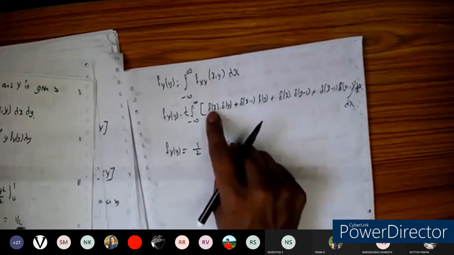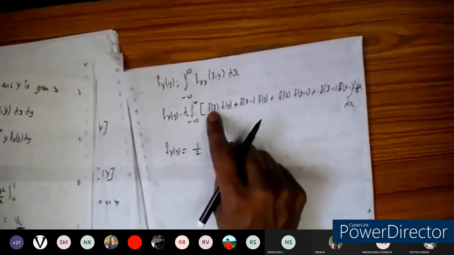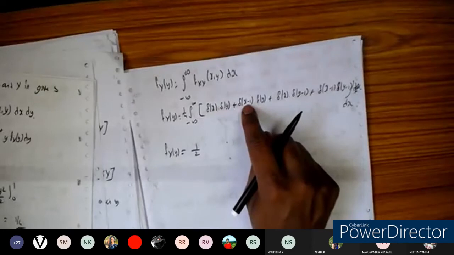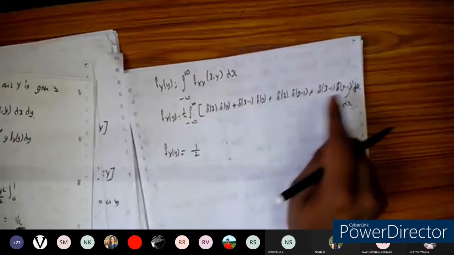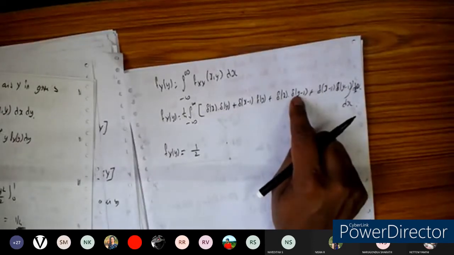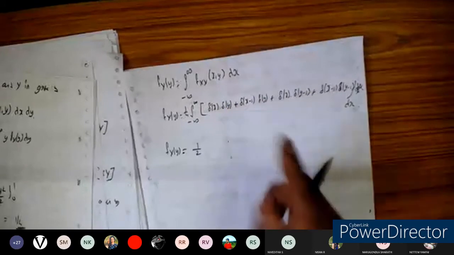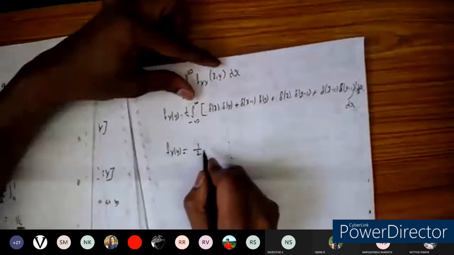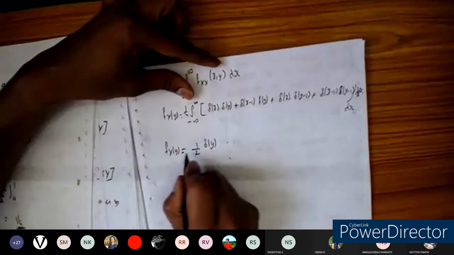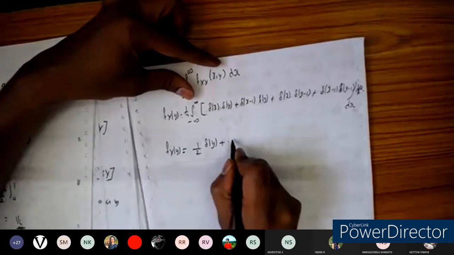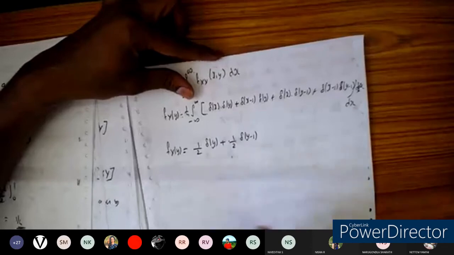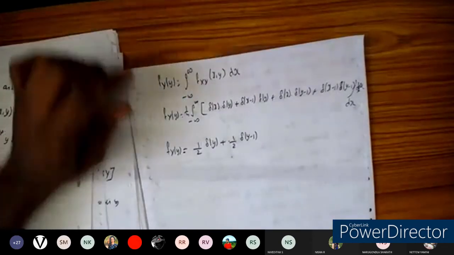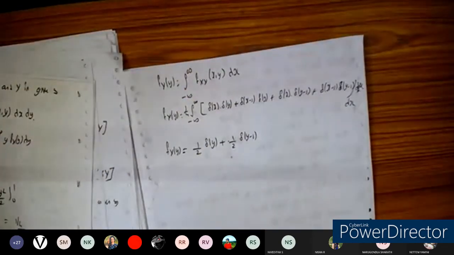So similarly you can integrate. The integration of delta of x is nothing but 1. Delta of x minus 1 is also 1 at x equal to 1. So delta of x minus 1 and delta of x each give 1, and delta of y minus 1 will become 2 times, and delta of y will become 2 times here. So it will become 1 by 2 into delta of y plus 1 by 2 into delta of y minus 1. This is the marginal PDF you are going to get here.